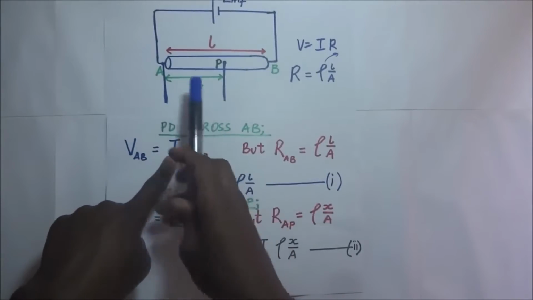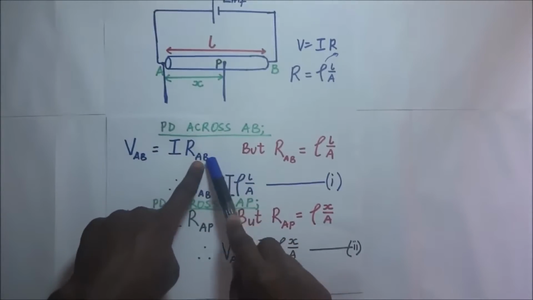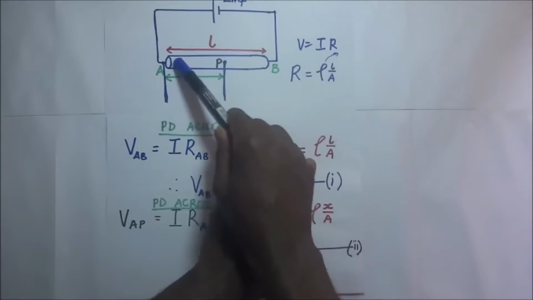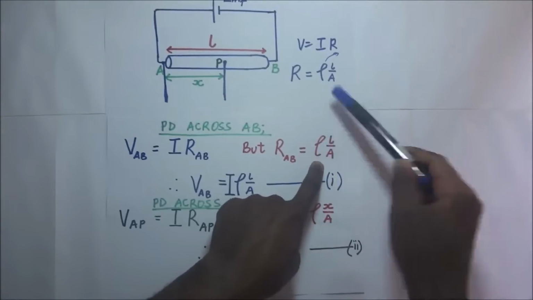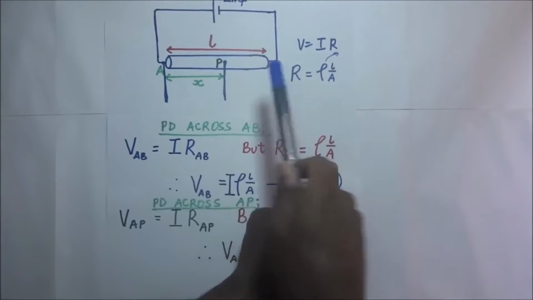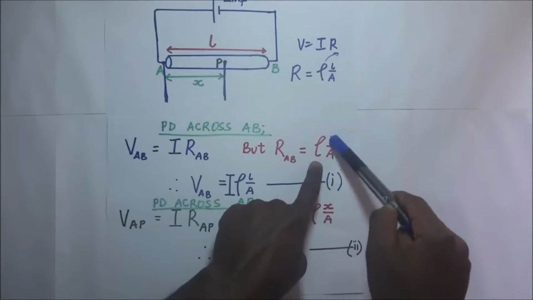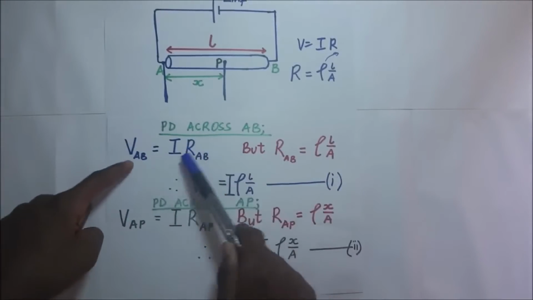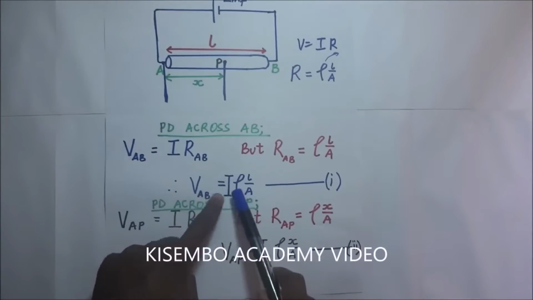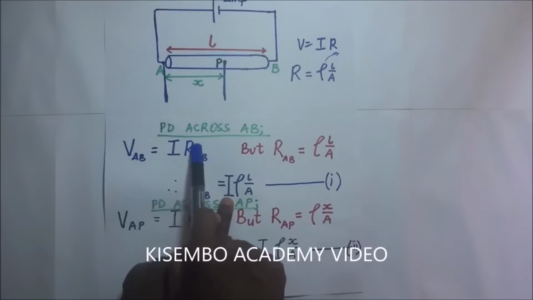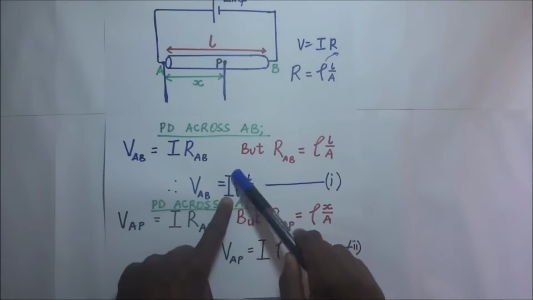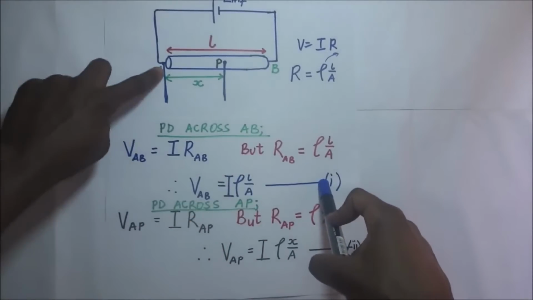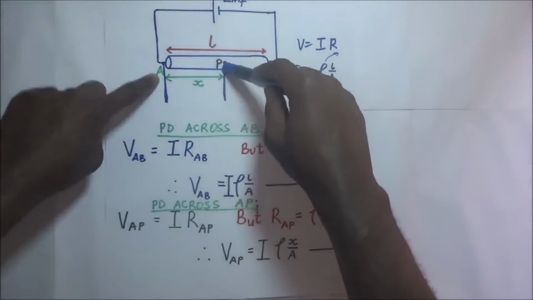it's going to be equal to the current going through that wire times the resistance of AB. But now the resistance of AB can be expressed as the resistivity of that wire AB times the length, which is L, over the cross-sectional area A of that wire. So if we substitute this in RAB, our VAB turns out like this: VAB is equal to I, which is that current, times RAB, and RAB is the expression we got, which is right there.